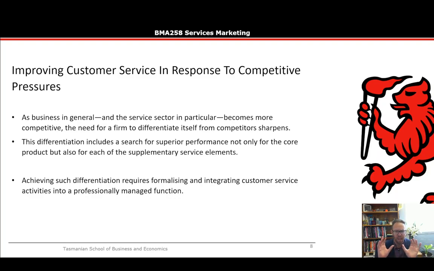So that's their positioning in the market. The differentiation includes a search for superior performance, not only for the core product, but also for each of the supplementary service elements. And remember, it's not the core product how we generally differentiate ourselves, it's through these supplementary services as well. So achieving such differentiation requires formalising and integrating customer service activities into a professionally managed function.